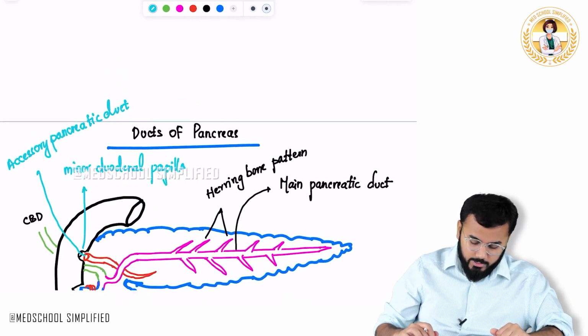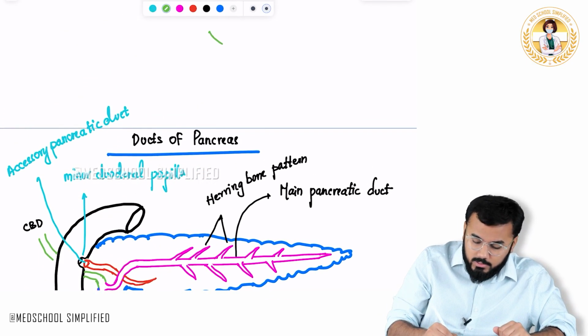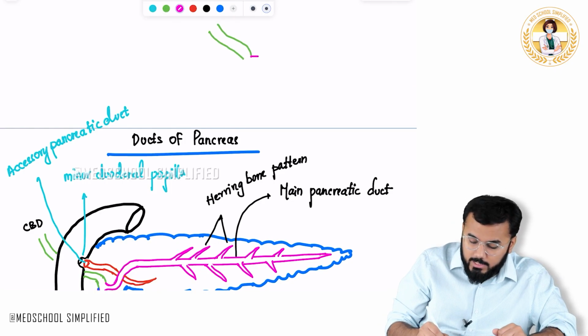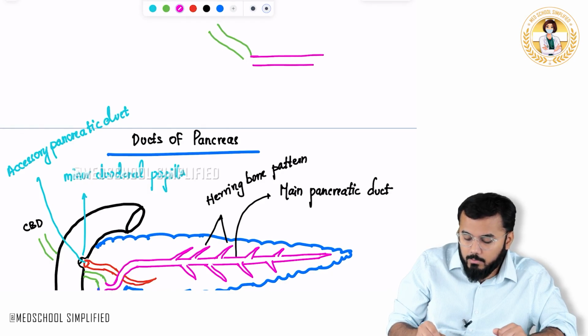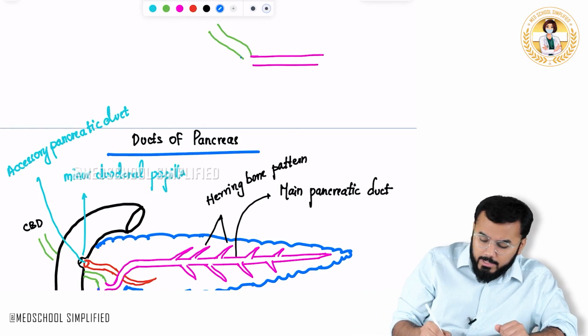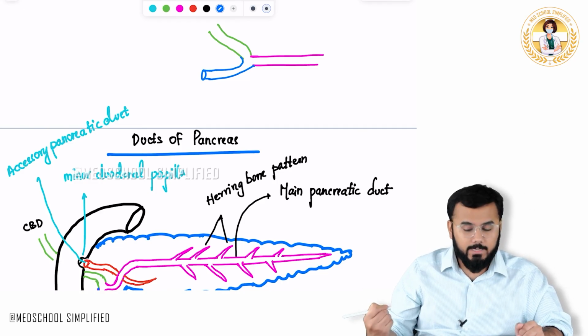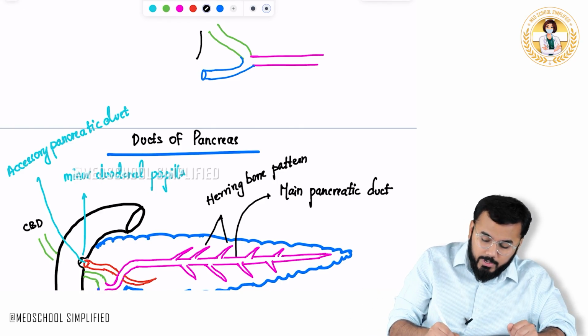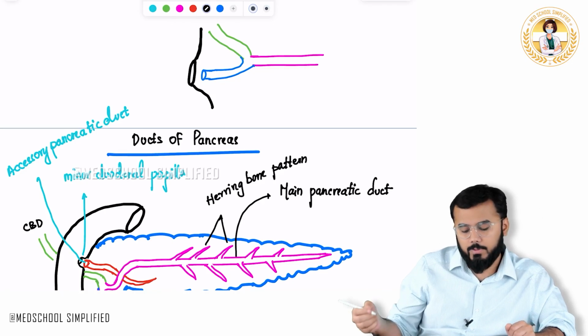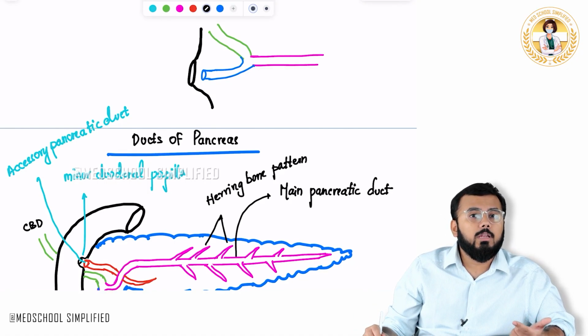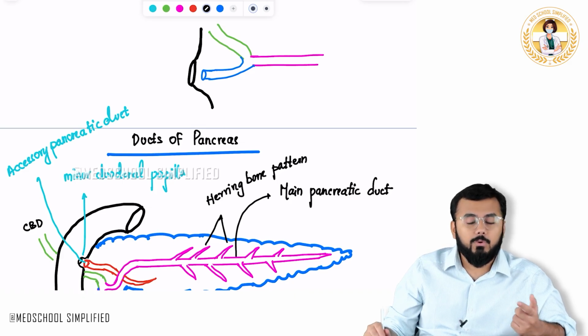right? So just look here, this duct which I am drawing here is your common bile duct. This duct which is already drawn over here is called the main pancreatic duct. The main pancreatic duct and the common bile duct join together and form a duct. What is this called? This is called the hepatopancreatic duct. And the hepatopancreatic duct opens into a papilla like this, and this papilla is called the superior duodenal papilla, or you can call it the major duodenal papilla.